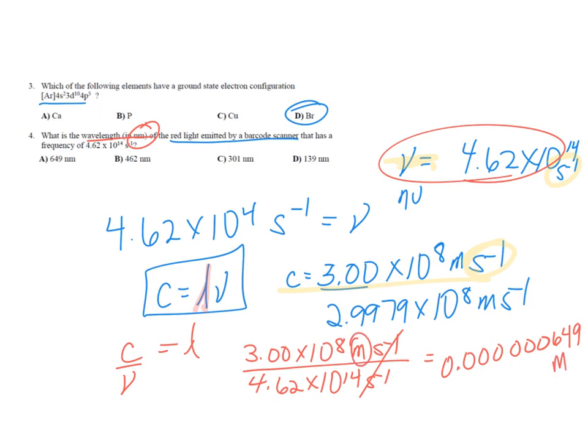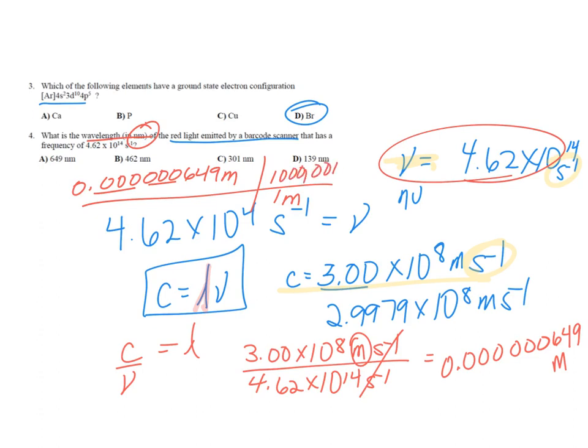And so it asks for nanometers, so I've got to convert 0.000000649 meters into nanometers. So for 1 meter, we have 9 zeros for nanometer. And so I'm going to take that number and I'm going to take it times 1, 2, 3, 4, 5, 6, 7, 8, 9. And then I get 649.35 nanometers. And you can see that that answer is A.